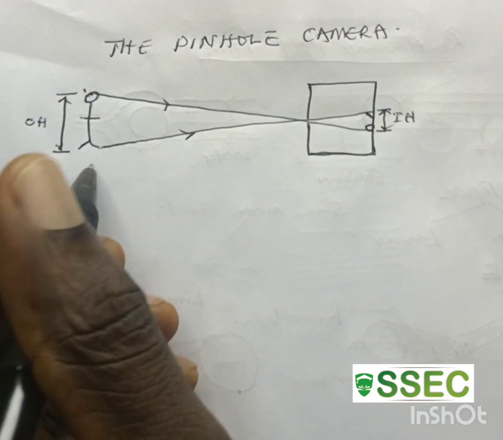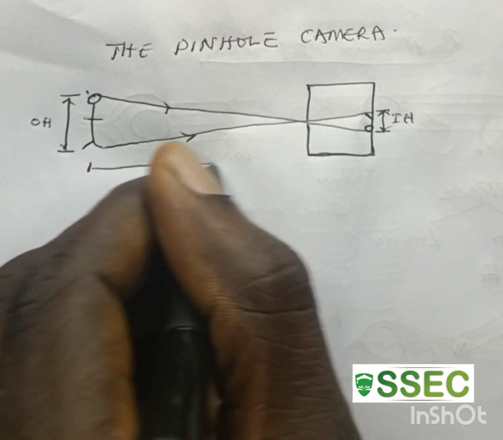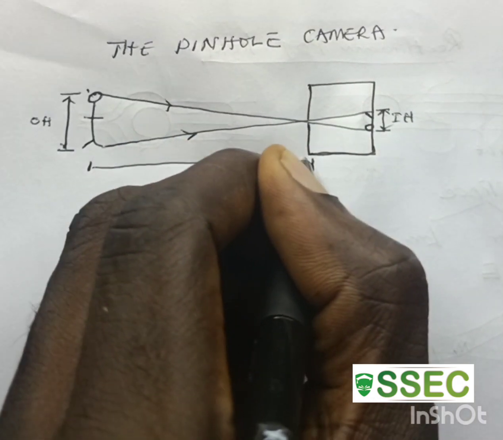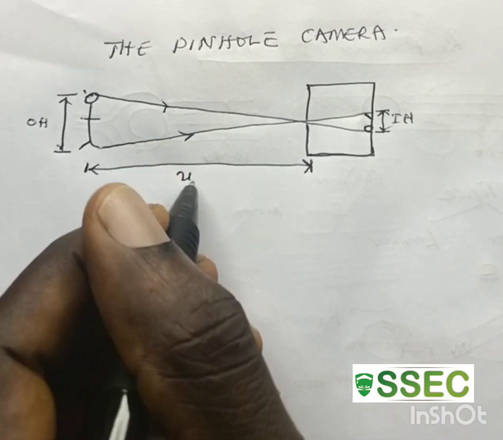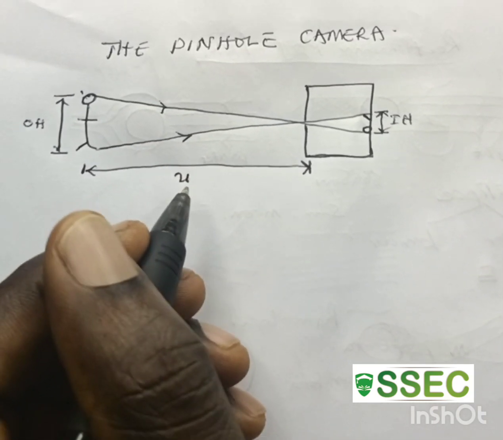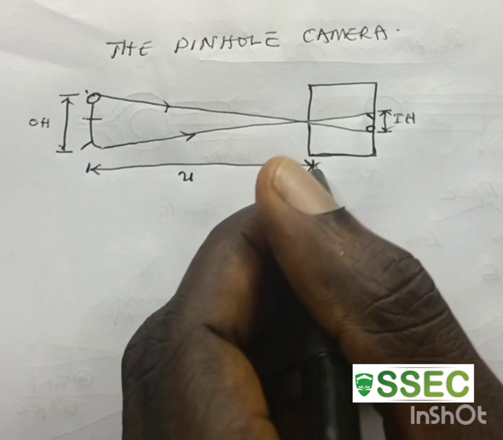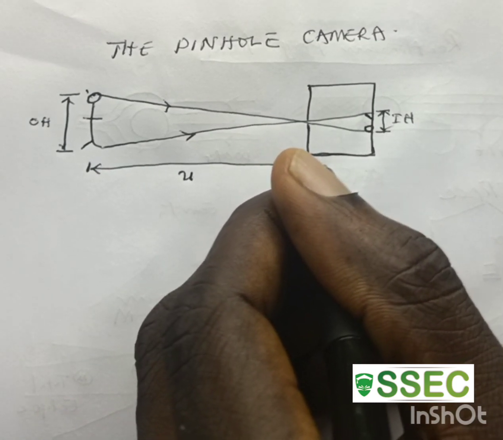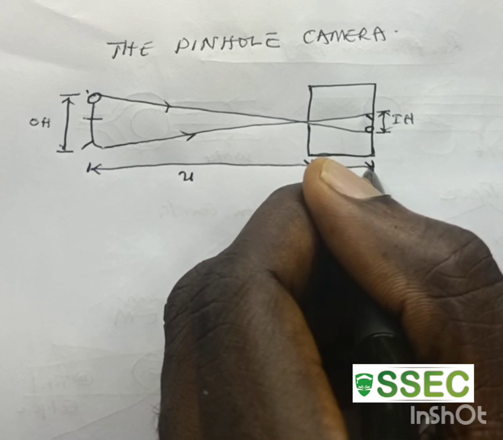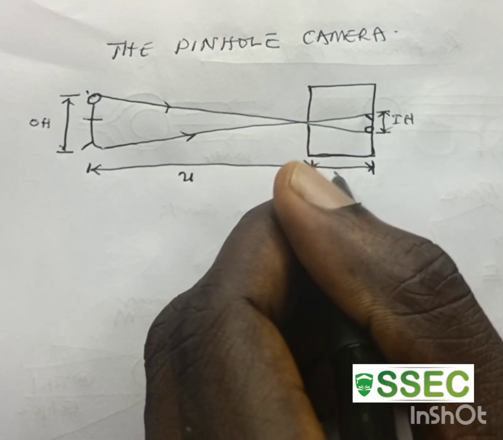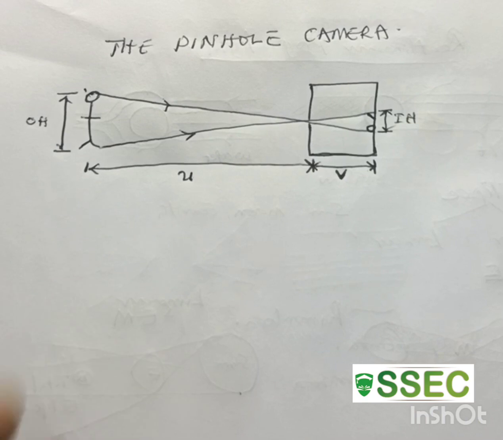Now our object is at a particular distance from the pinhole camera. We call that distance object distance. We use U to represent it. And the distance between the pinhole and the screen that receives the image in the camera, we call it image distance. We use V to represent it.